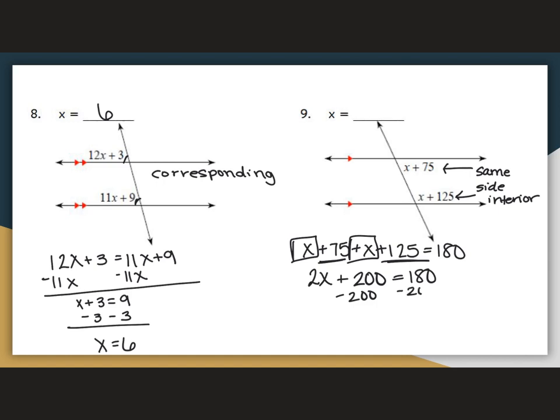Subtract 200 from both sides. 2x equals negative 20. Divide by 2. X equals negative 10.